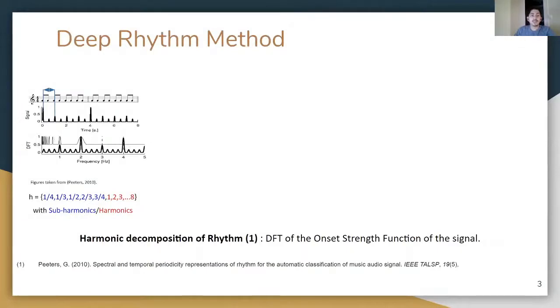We begin by presenting the Deep Rhythm method with this question: what is a harmonic decomposition of rhythm? According to Peeters, computing the discrete Fourier transform of the onset strength function of the audio signal allows us to represent the harmonic decomposition of rhythm as a harmonic series H. Here, the distance between successive beats is considered as a fundamental tempo value.